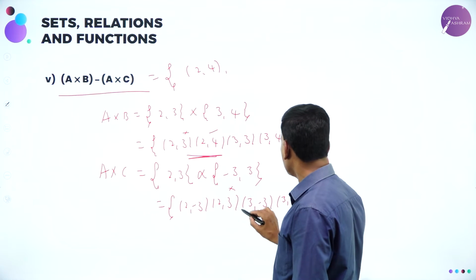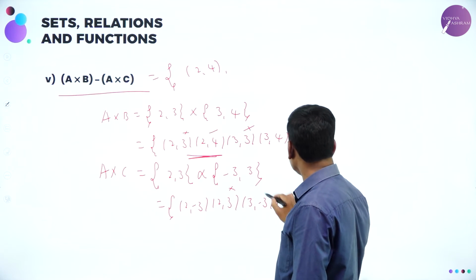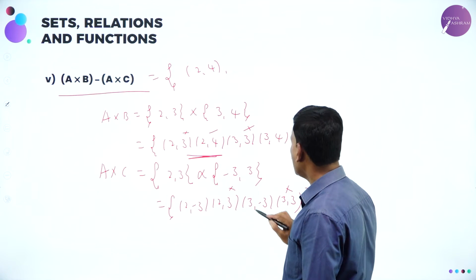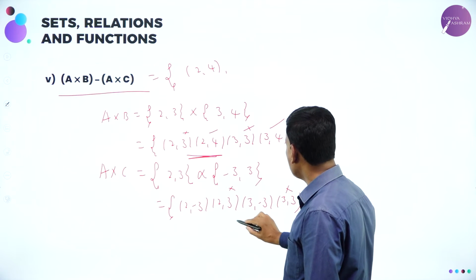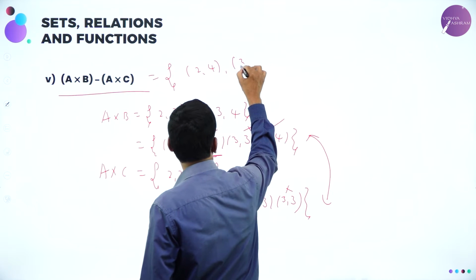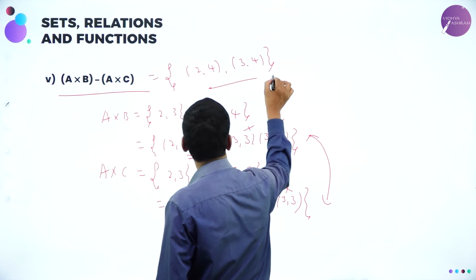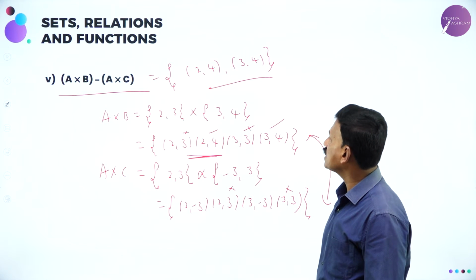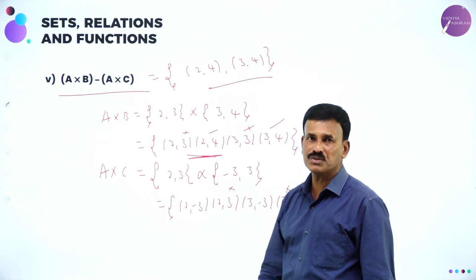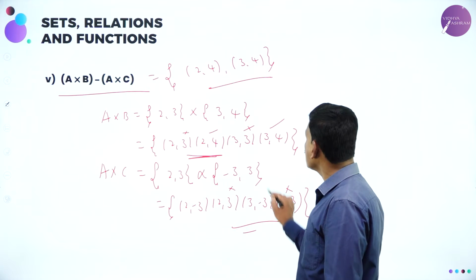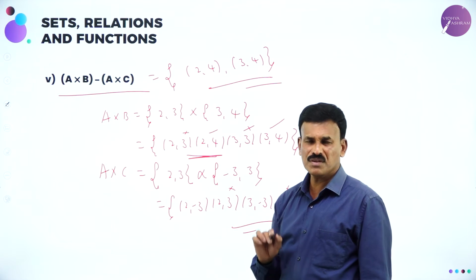Then next 3 comma 3, 3 comma 3 is already in both the sets, we don't want it, and 3 comma 4 is in set A but not in this set, so 3 comma 4. That's all. So A cross B minus A cross C is 2 comma 4 and 3 comma 4. That's it. So this is the final answer. Hope you followed. Very simple.